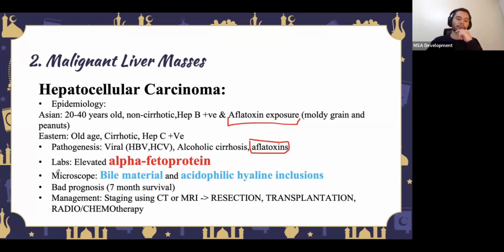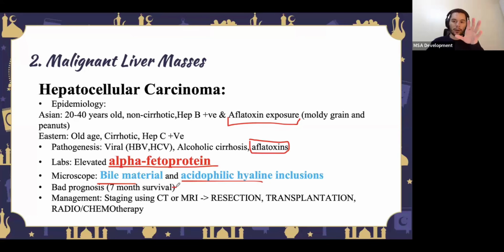Okay? Right. In labs, remember, there is elevated alpha-fetoprotein. On gross and microscopic, you'll find bile material, and microscopic specifically, you'll find acidophilic hyaline inclusions. It has a very bad prognosis. And for management of any cancer, you need to remember that you start by doing staging, and staging through CT, MRI, or PET-CT.